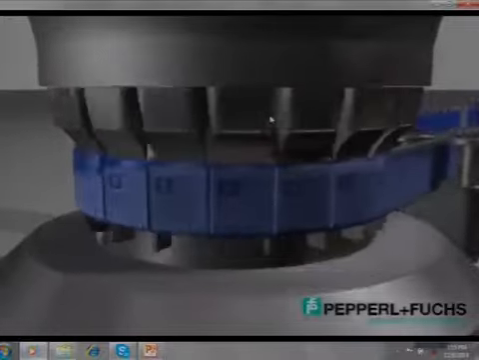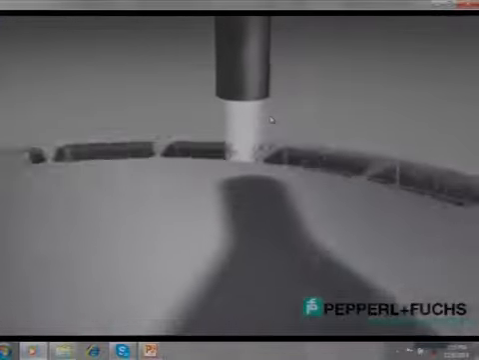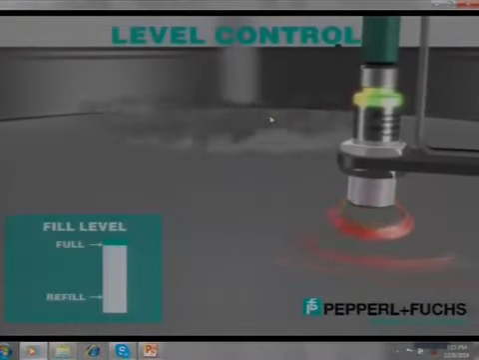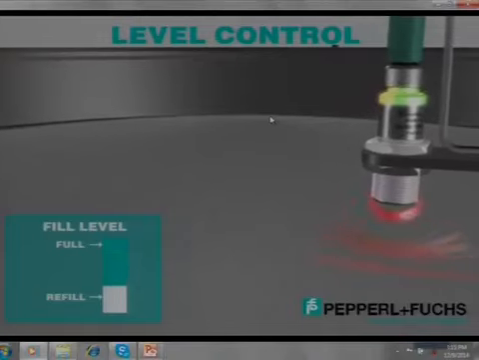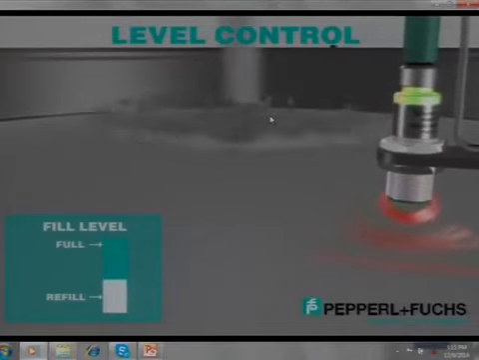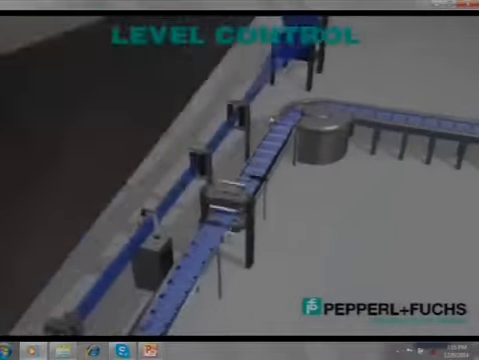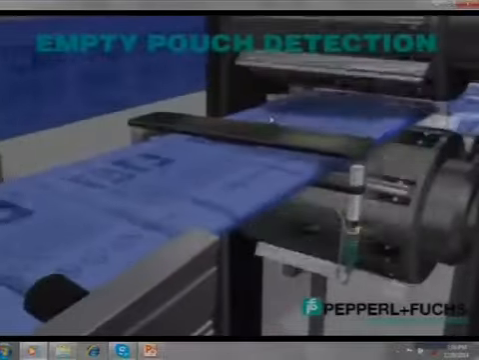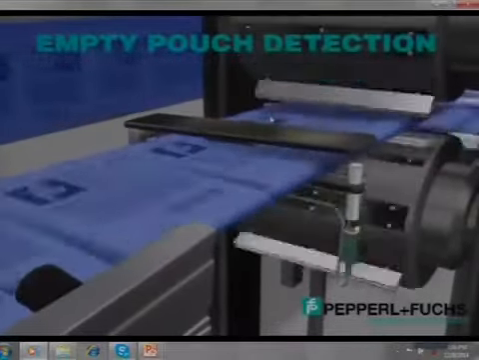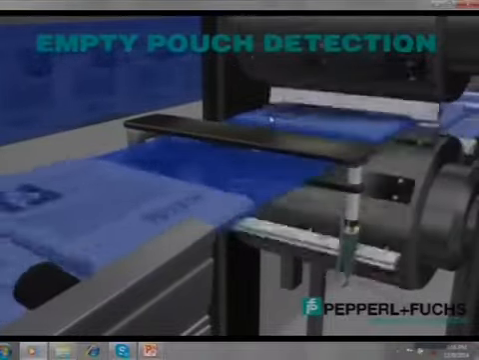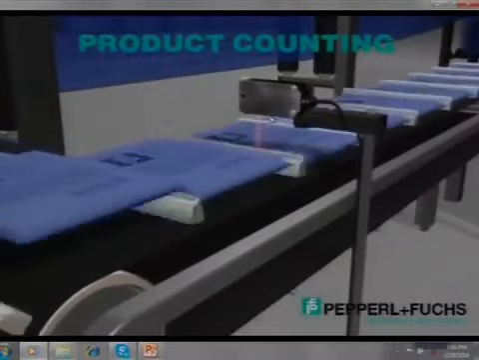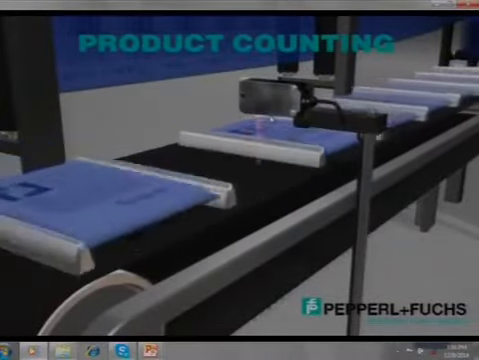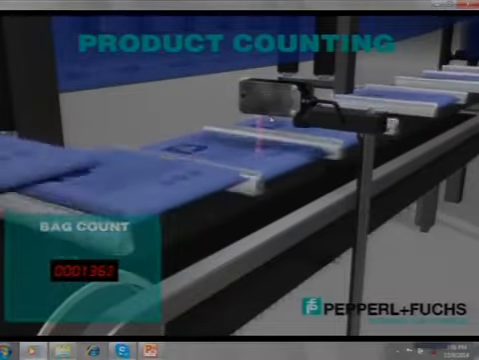Now, we have this silo and this silo has some granules. Now, we need to measure the level. For that, ultrasonic sensors are mounted on top, measuring the level of the silo. As the level goes down, that means we need to do the refilling. This is for empty pouch detection, right? If there is air or anything, it can get detected. Again, this is a background suppression sensor that is not supposed to sense the background, it is only sensing the bag on the top.